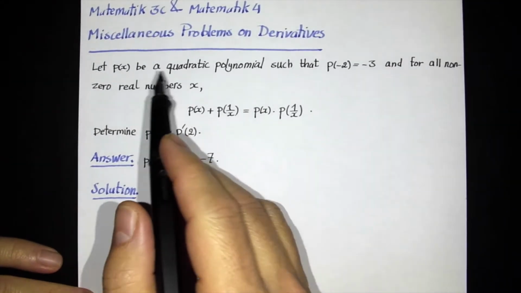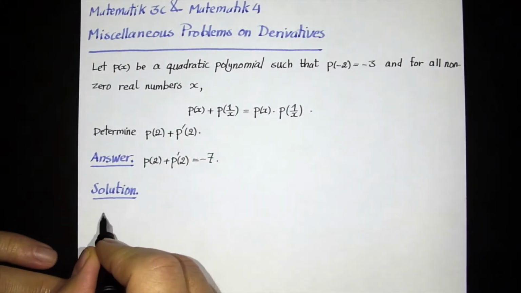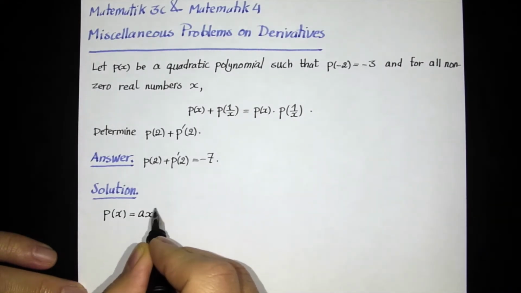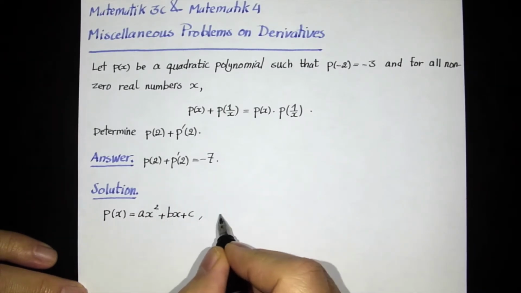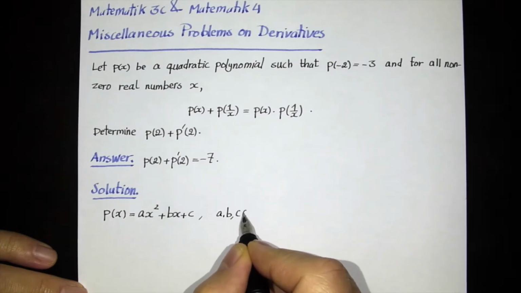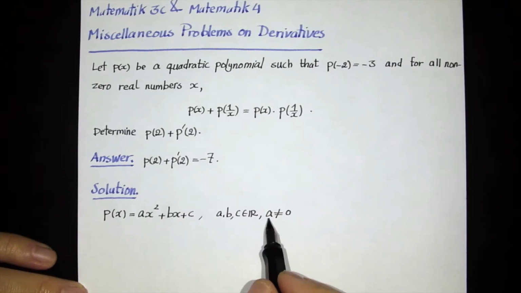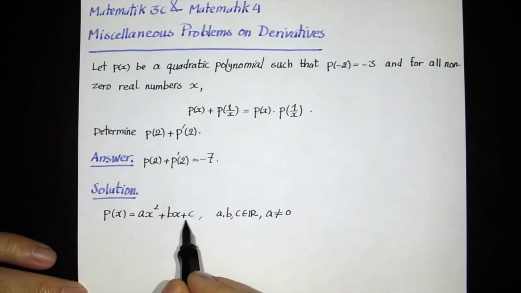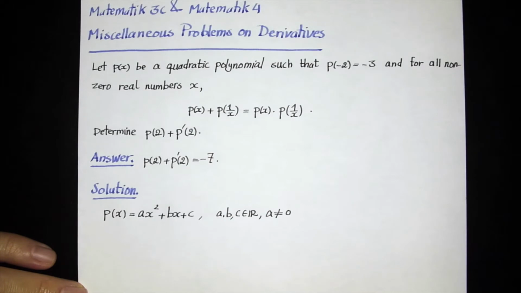It has been mentioned that p of x is a polynomial of second degree. So the most general polynomial of second degree is p of x equals ax squared plus bx plus c, where a, b, and c are real numbers and a is not equal to 0. The reason that a cannot be equal to 0 is that if a is equal to 0, then this term is gone, and I am facing a first degree polynomial, which is not the case for this problem because it's mentioned that p of x is a quadratic polynomial.